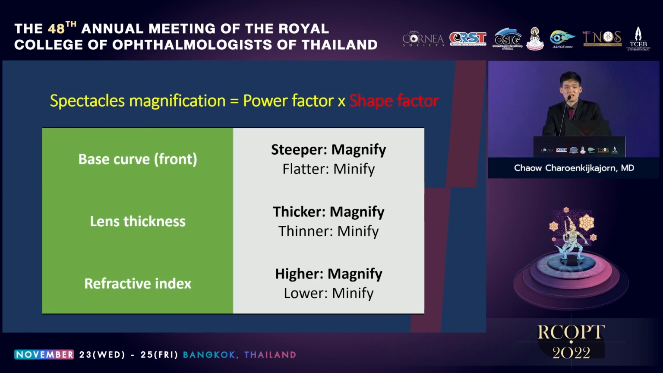And now we're going to move to the shape factor. There are 3 things that we can adjust in the shape factor: the base curve, and usually we adjust the front surface, the lens thickness, and the refractive index. So let's say if we want the patient to see things bigger on that eye, to magnify things, we can make the base curve steeper, we can make the lens thicker, and we can use a glasses material that has a higher refractive index.